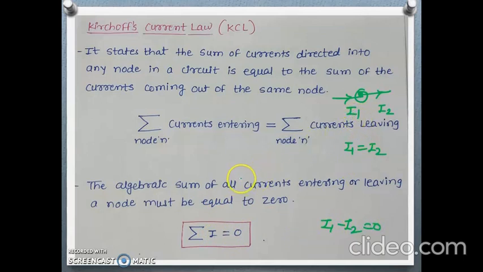Always remember that we assign values for incoming and outgoing current. For incoming, we assign a positive value, and for outgoing, a negative value. So I1 is incoming at the node, so positive I1, and I2 is leaving the node, so minus I2. So I1 minus I2 equal to 0, and from this equation we can write I1 is equal to I2 because I2 is shifted to the right hand side. That means current entering is equal to current leaving. This is the statement by KCL.